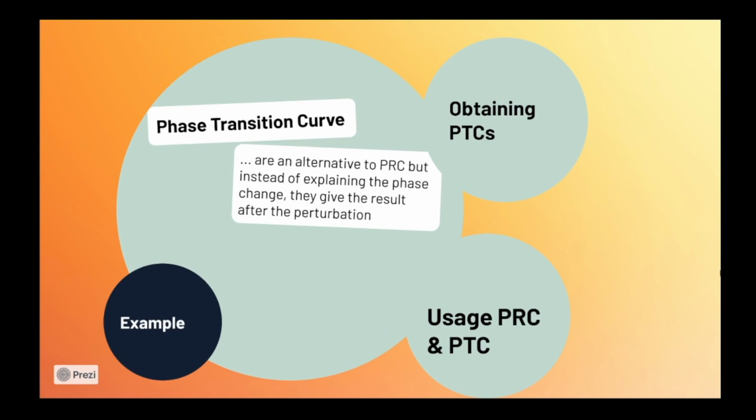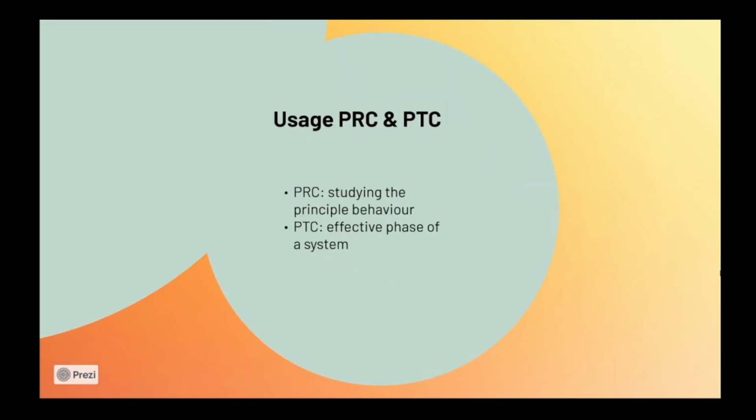So what are the different usages of PRC and PTC? In general, we can say that they can be used simultaneously. The PRC is, however, most often used when studying the principal behavior of a system, so if we want to know how much it is speeding up or slowing down. And with the PTC, it can be easier to look at the effective phase that a system is in.